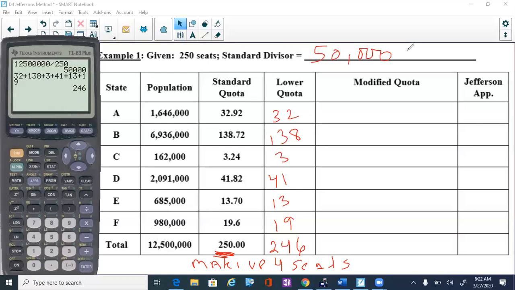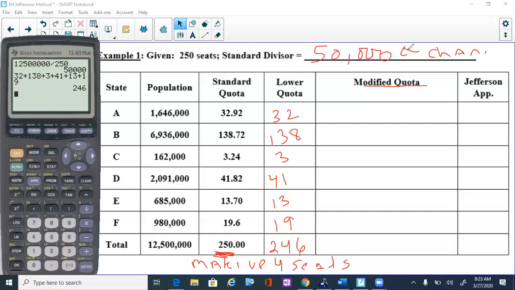But when we get into Jefferson's method, Jefferson says that we need to make a modified divisor until we find the exact number of seats here at the bottom for the total. So we're going to modify things until everything works out perfectly. In order to do that, we're going to change our divisor.